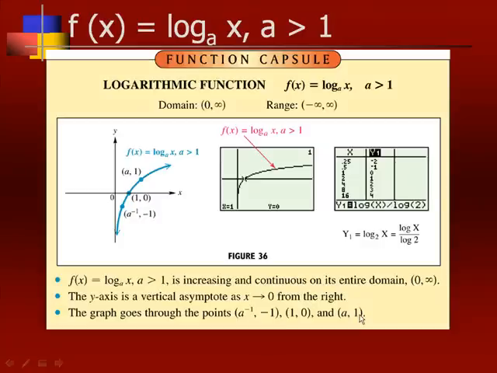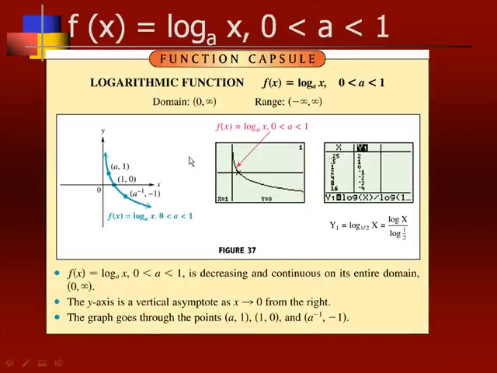Just as a review, the logarithmic function for a greater than 1 looks like this right here. It starts down here at a to the negative 1, comma negative 1, goes up to 1, 0, and then a, comma 1. The function's graph is increasing and continuous on its entire domain. The y-axis is a vertical asymptote as x approaches 0 from the right, and the graph will always go through the points a to the negative 1, comma negative 1; 1, 0; and a, comma 1.